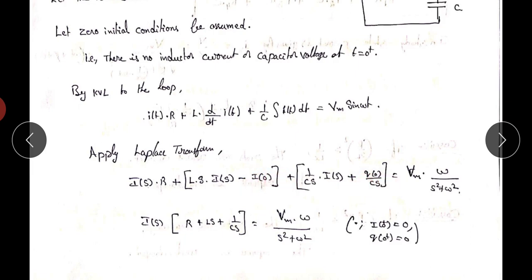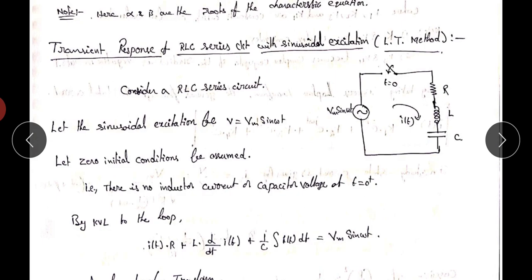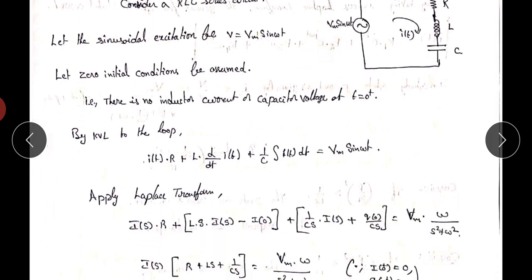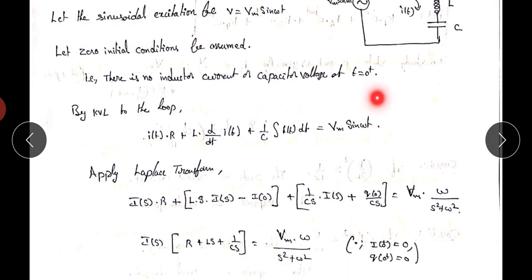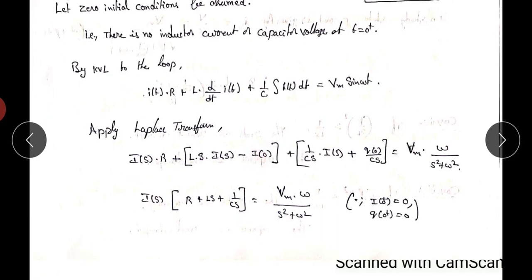So here the initial voltage value and initial current value equal 0. Why? Because here the switch operates at t equals 0. So the assumption is that the initial voltage across the capacitor and the initial current in the inductor equal 0. So the inductor current value and capacitor voltage value at t equals 0 plus equal 0. So these two values equal 0.